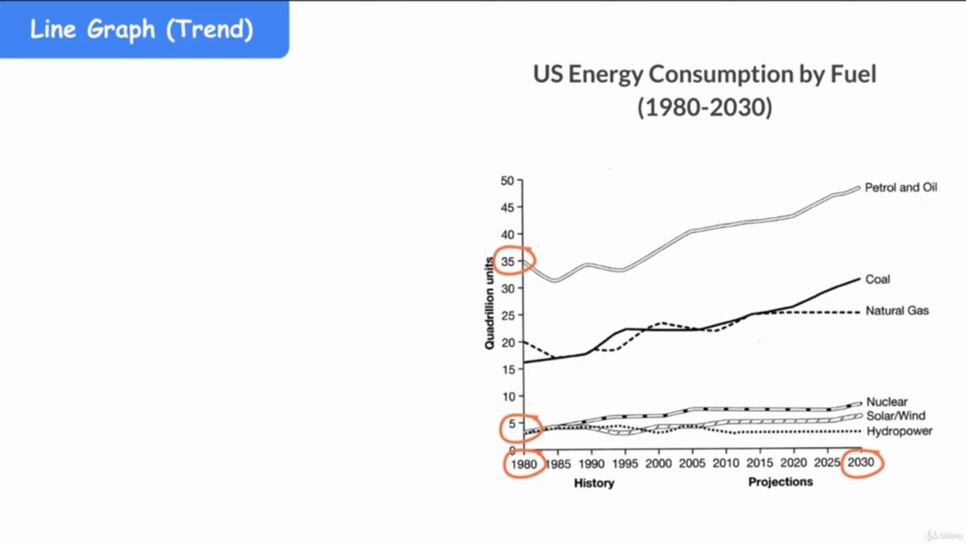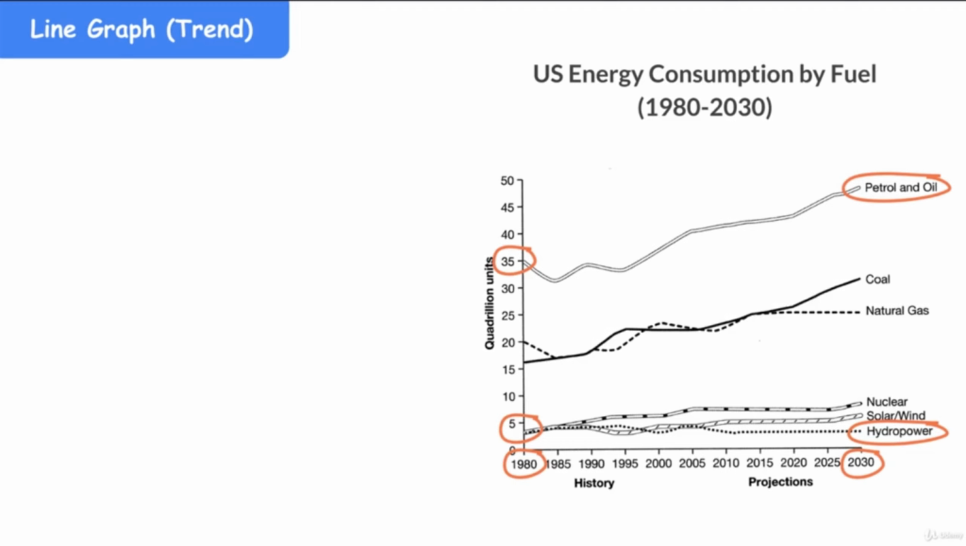Now let's take a look at the highest and the lowest data points for the end of the graph. So here we can see that this point right here is the lowest data point for the year 2030. It belongs to hydropower. On the other hand, this data point is the highest data point for the year 2030, and it belongs to petrol and oil. So in our overview, these are all the points that we're going to be talking about and highlighting.